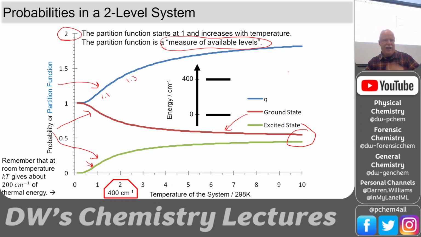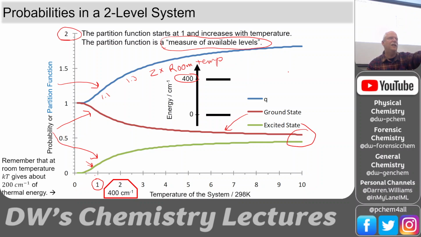And so this x-axis here is temperature divided by room temperature. So this is multiples of room temperature, and this spacing here, 400 wave numbers, is about 2 times room temperature. So 2x room temperature. Because room temperature is around 200 wave numbers of thermal energy. And so here, notice at 1 times room temperature, so at room temperature, we don't have enough energy to get to 400 wave numbers because we only have 200 wave numbers in the system.